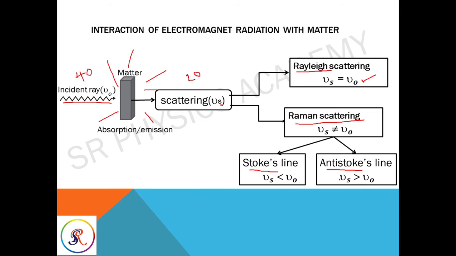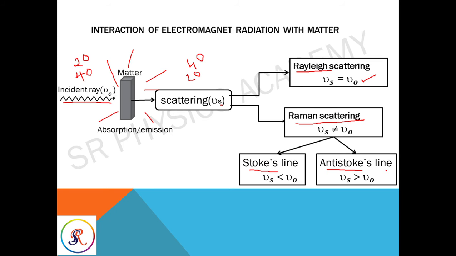What did you understand here? Here scattering is more and incident is less. When the incident frequency is less, then we can say anti-Stokes line. Is it clear? Okay, once more I am explaining.